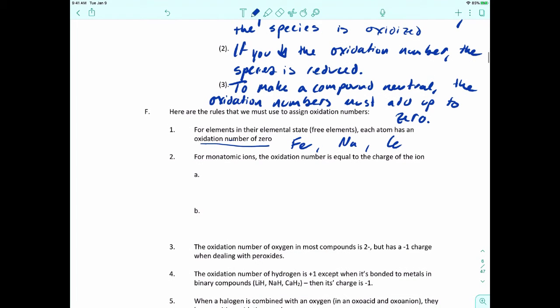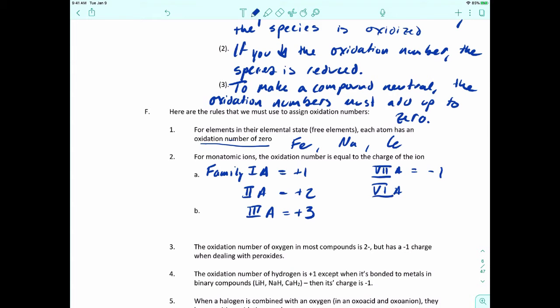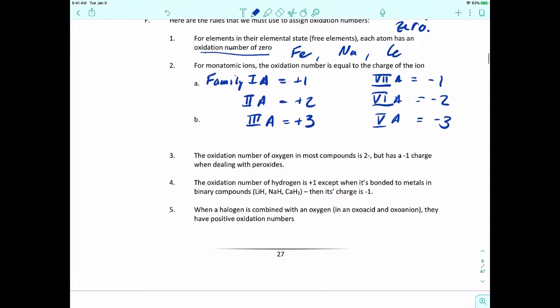Now, for monatomic ions, the oxidation number is equal to the charge of the ion. So if we're talking about something that's in family 1A, that means they're going to have a charge of +1. And if you're in family 2A or column 2, that's a charge of +2. Family 3A, +3. Okay. Now, if we go backwards, family 7A would have a charge of -1. Family 6A would have a charge of -2. And then family 5A would have a charge of -3. All right, so that's the second rule.